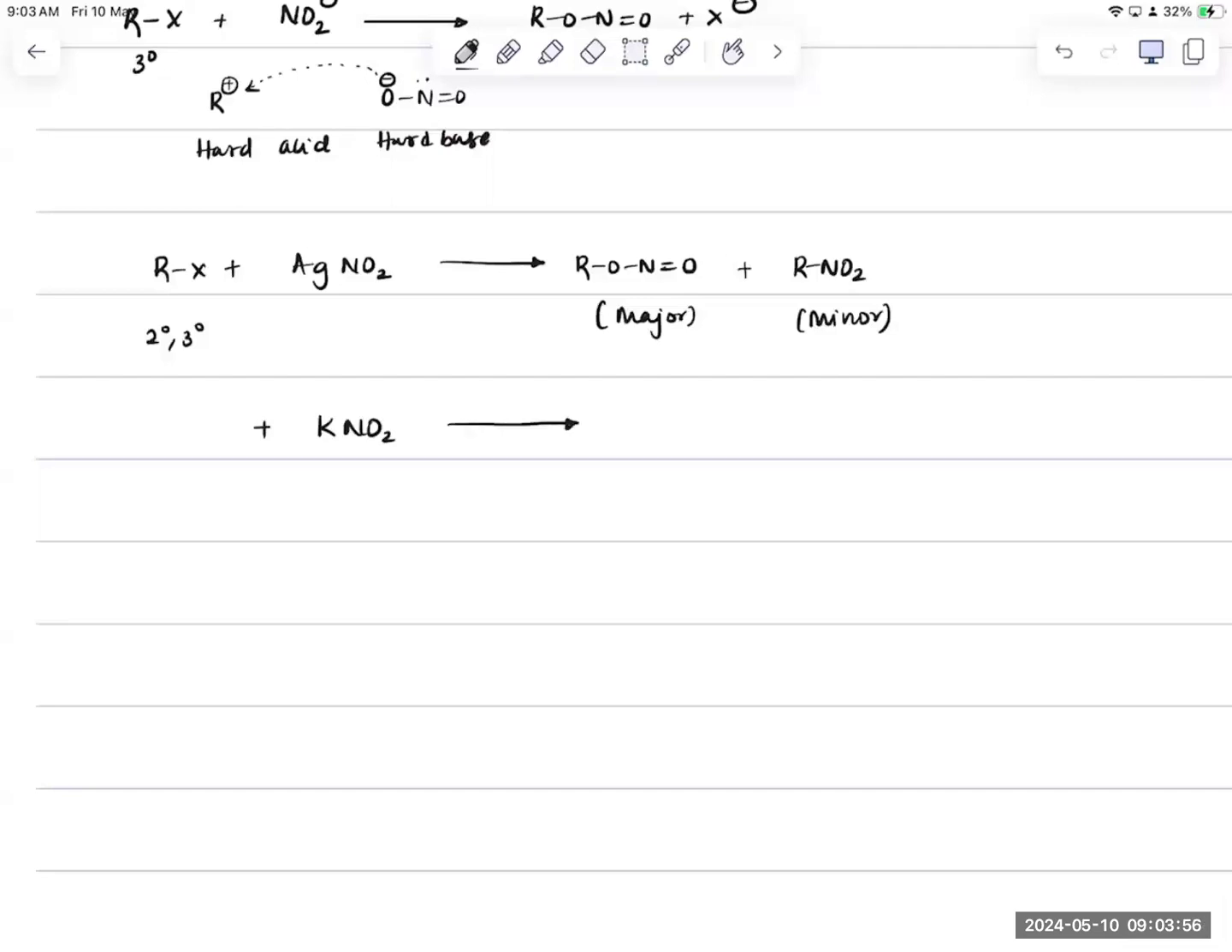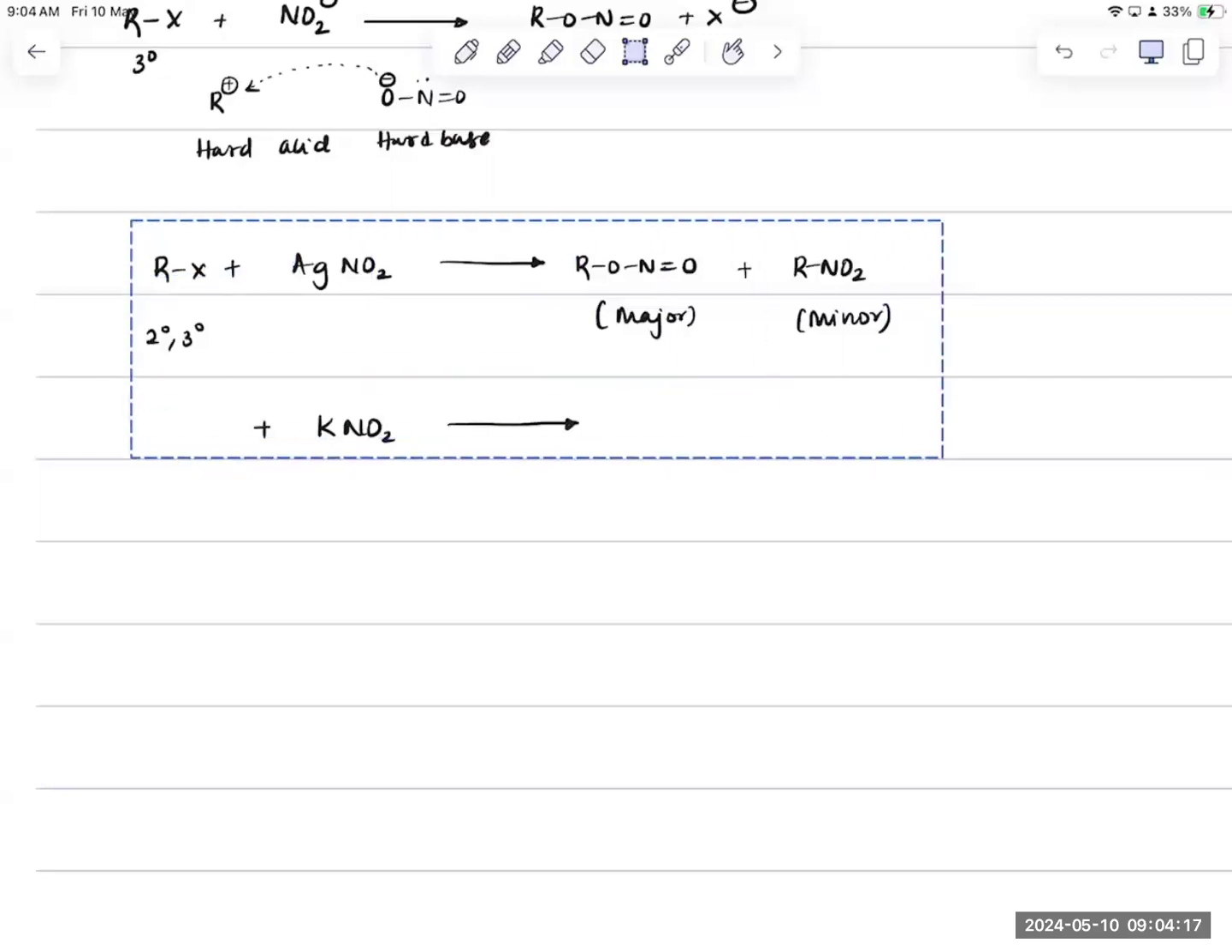But if you treat this with KNO2, KNO2 is also ionic in nature, correct? So the same logic applies here also. This will be if RX is 2-degree or 3-degree. If RX is 2-degree or 3-degree, definitely we will get this as major.